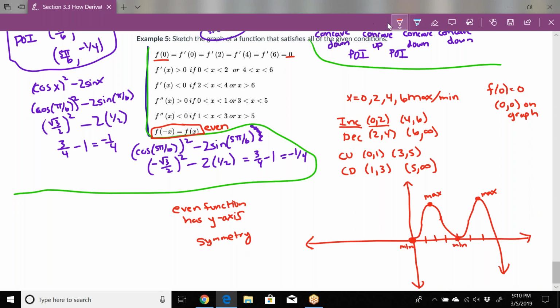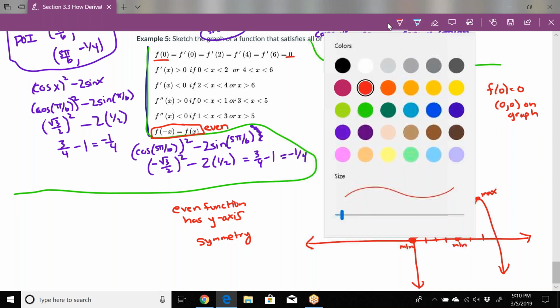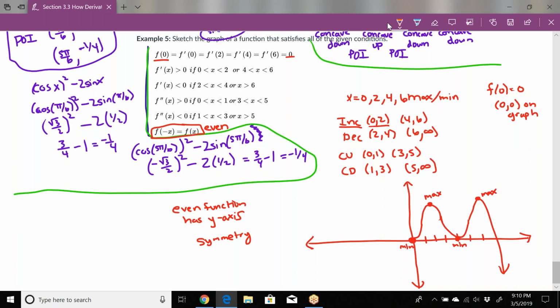Now, the last feature said that this was an even function. So all I have to do to finish is scale this out on the other side and make it symmetric. So that means at -2, we would have that maximum again. At -4, we would have that minimum. At -6, we would have the maximum again, and then it would go down forever. So this is a graph that satisfies all of the conditions that were listed out. And that is the end of the section 3.3 notes.